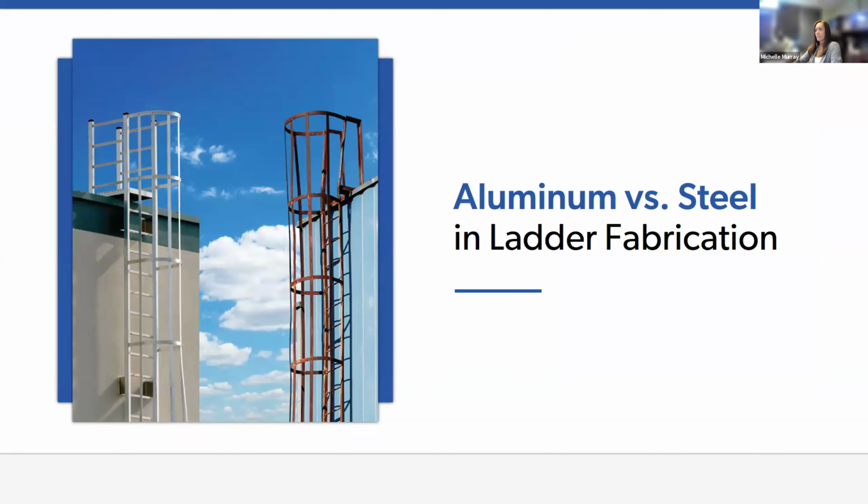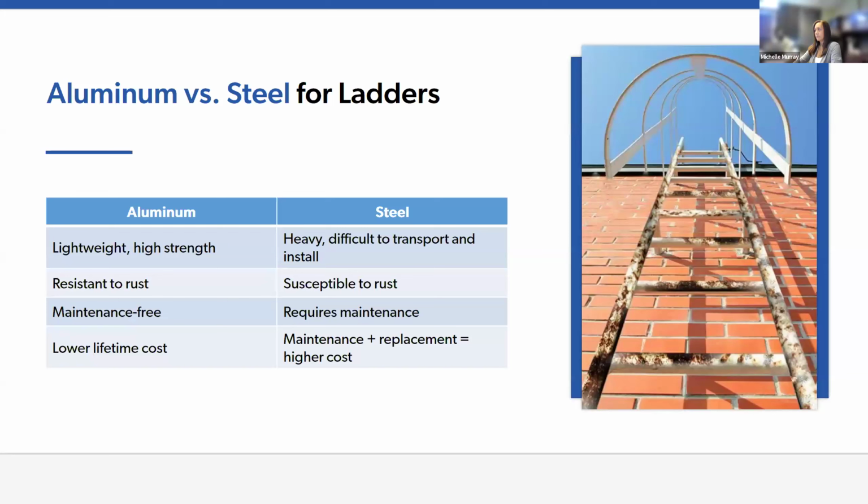So we're going to look at some of the differences between aluminum and steel in ladder fabrication. Aluminum is a lightweight, high-strength material, while steel ladders tend to be heavier, which makes them difficult and expensive to transport and install. Aluminum is resistant to rust and corrosion, while steel ladders can rust over time and may eventually need to be replaced, which adds to the cost and maintenance.